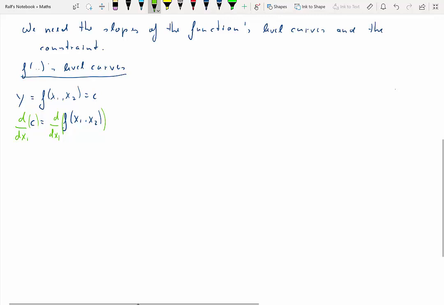So that's what we have here. The green is just a derivative operator with respect to x1. Now on the right hand side we have a function of x1 and x2, so we form the following. We take the first derivative with respect to x1, plus the first derivative with respect to x2, so f prime 2, but times dx2 over dx1. We also sometimes call this the total differential.